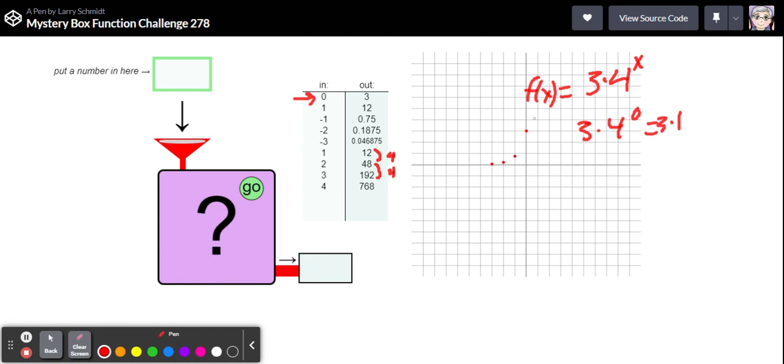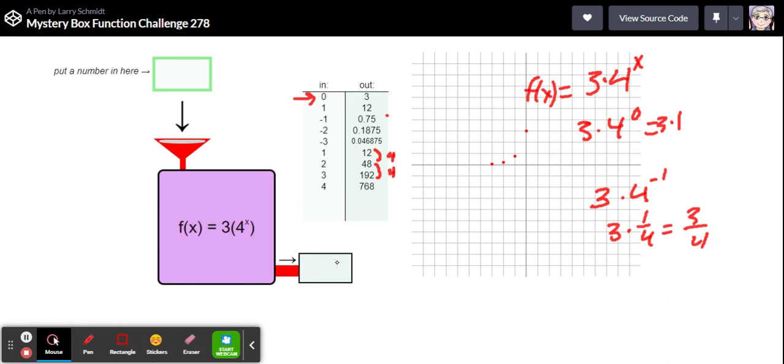So should we try one more value to figure out what that could be? Let's put in a negative 1. We've got the result for that. Let's see if it calculates out correctly. So 3 times 4 to the negative 1. Well, 4 to the negative 1 is 1 over 4. So this should just be 3 times 1 over 4, or 3/4. And look at that. We got 0.75. So I think we've got this.